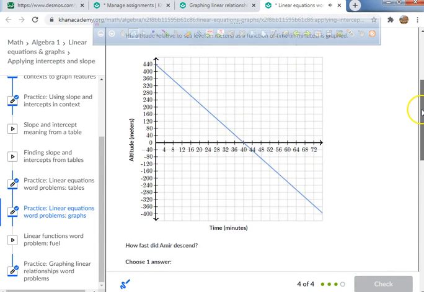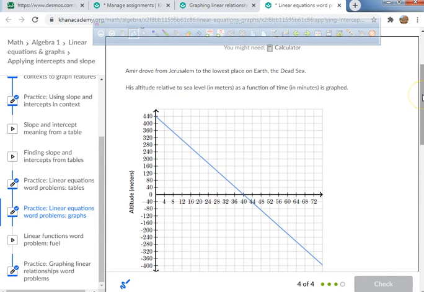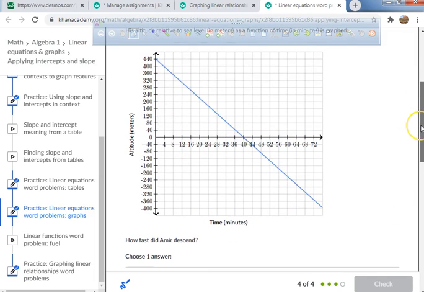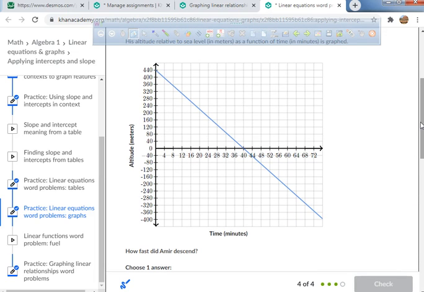All right, last one. It says, Amir drove from Jerusalem to the lowest place on earth, the Dead Sea. His altitude relative to sea level as a function of time is graphed, so it looks like he was 440 meters above sea level, and then he drove, and it eventually went below sea level. All right, how fast did he descend? So once again, we're looking for the slope.